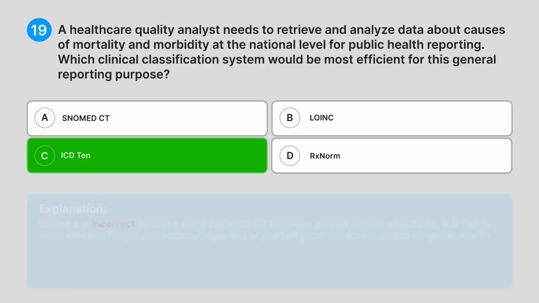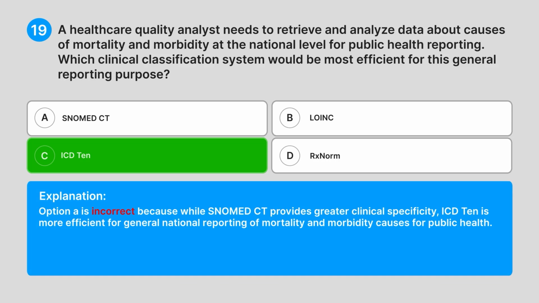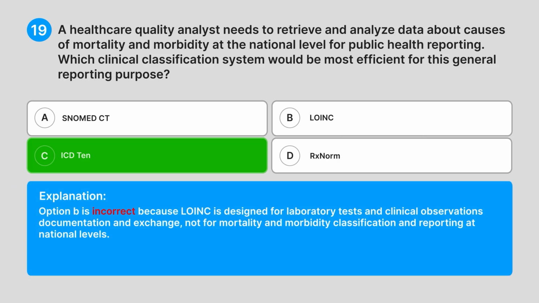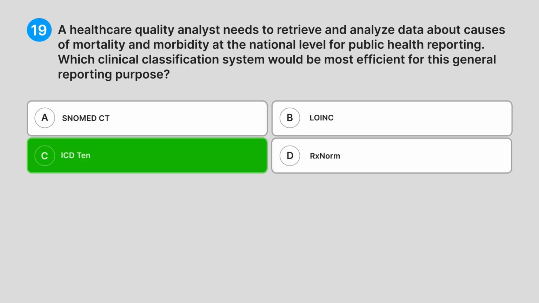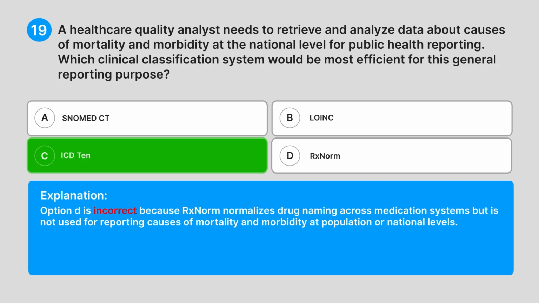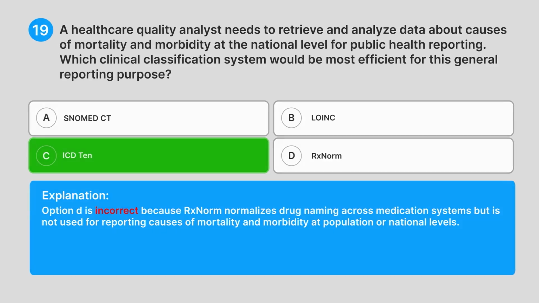Option A is incorrect because while C790 CT provides greater clinical specificity, ICD-10 is more efficient for general national reporting of mortality and morbidity causes for public health. Option B is incorrect because LOINC is designed for laboratory tests and clinical observations documentation and exchange, not for mortality and morbidity classification and reporting at national levels. Option D is incorrect because RxNorm normalizes drug naming across medication systems, but is not used for reporting causes of mortality and morbidity at population or national levels.